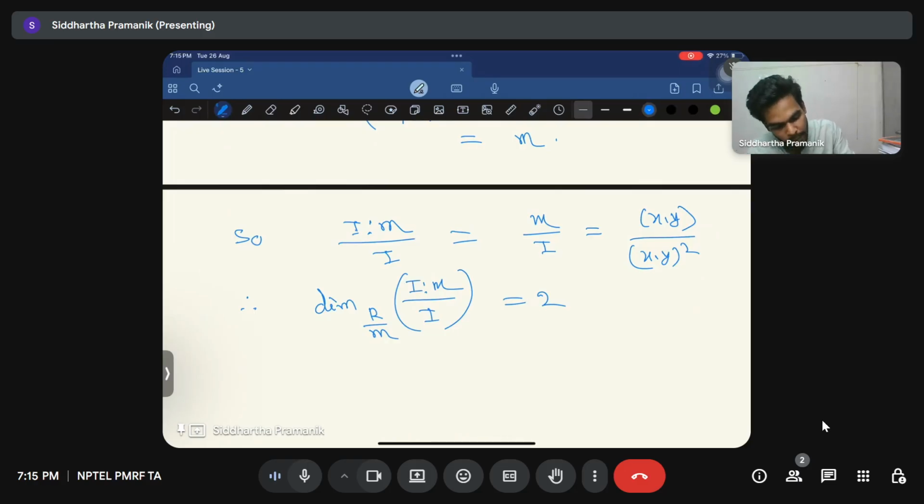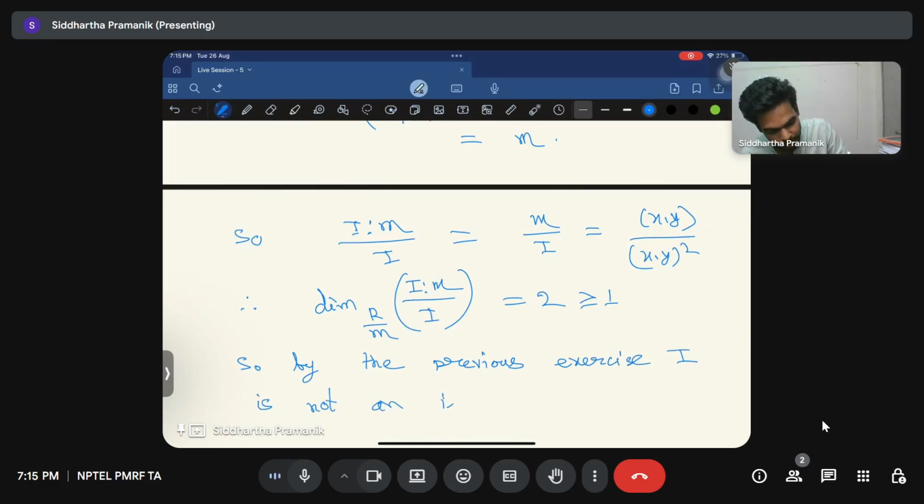Since this dimension is bigger than 1, this ideal cannot be irreducible. So by the previous exercise, I is not an irreducible ideal.